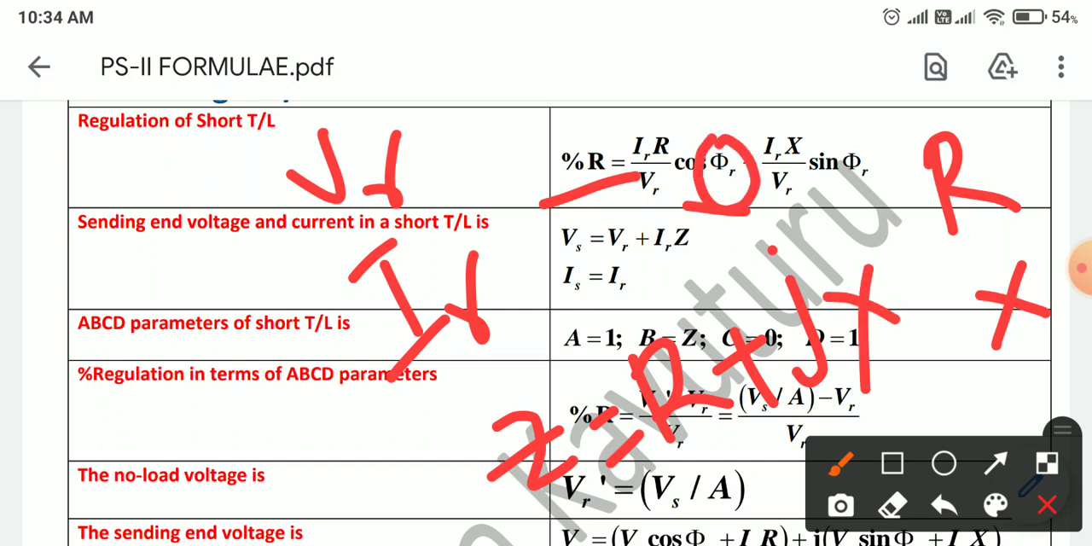Next, phi R is nothing but the angle between VR and IR. The phase angle between VR and IR is phi R. Generally all the data is given in the problem, so simply by putting all the values, we can calculate the regulation of a short transmission line.